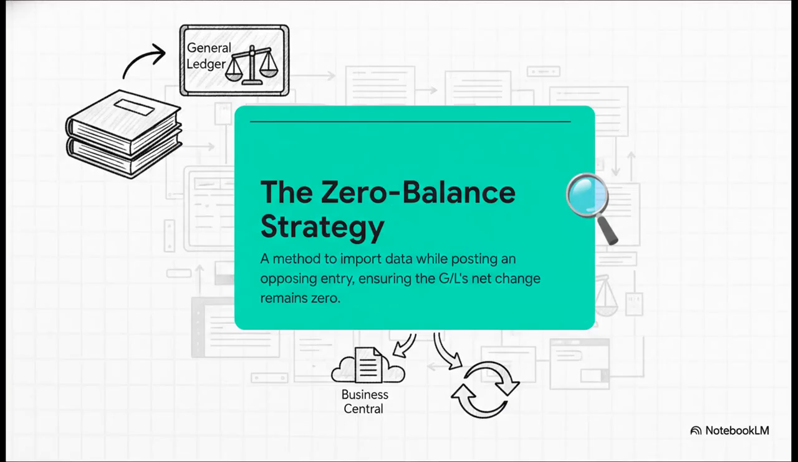Okay, so what is this strategy? Think of it like this. For every single piece of data you add to a detailed area, like a customer's outstanding invoice, you're also making an equal and opposite entry that cancels it out in the big picture, in the general ledger. So the result is, your subledgers get filled up with all that rich, necessary detail, but your main chart of accounts stays completely untouched, just sitting there, perfectly balanced at zero.